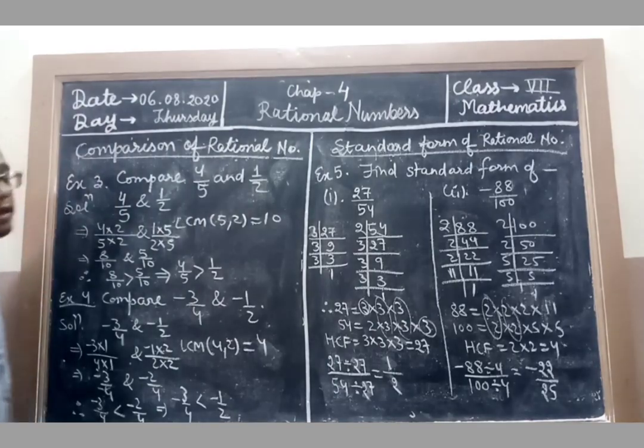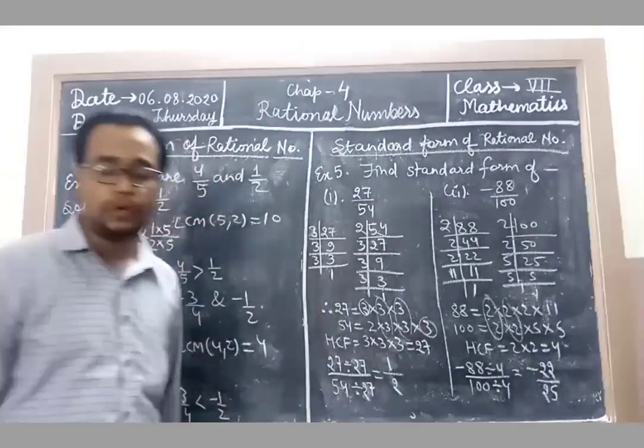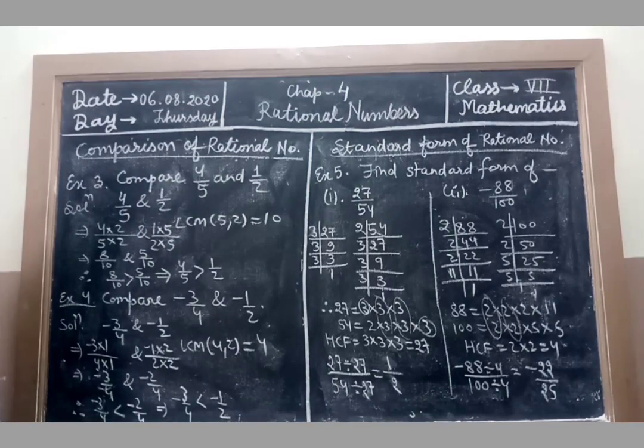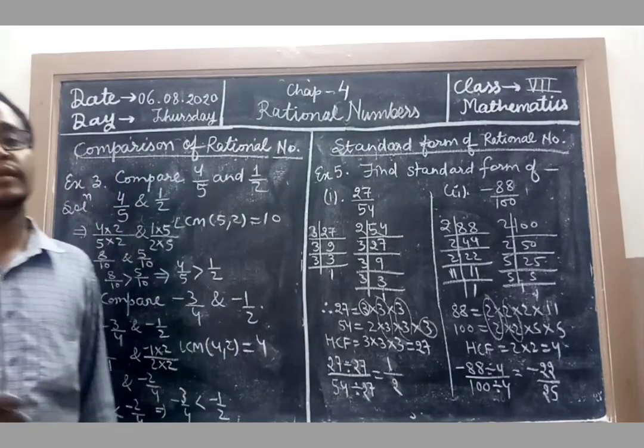Now we divide the given number by 27. 27 divided by 27 is 1, 54 divided by 27 is 2. So 1 by 2 is the standard form because the HCF of 1 and 2 is 1. It means they are co-prime numbers.